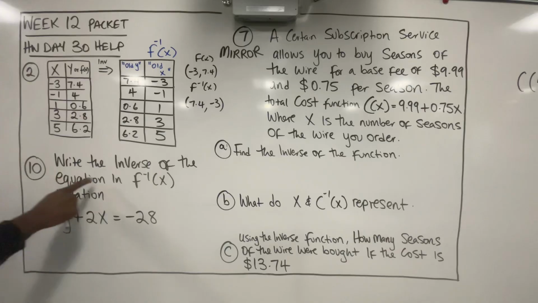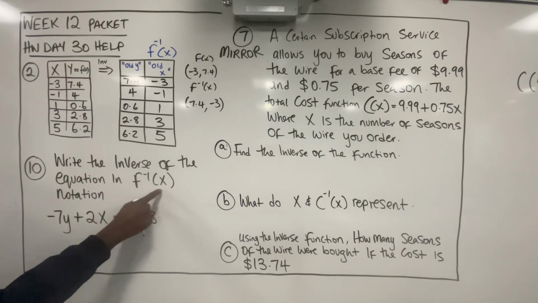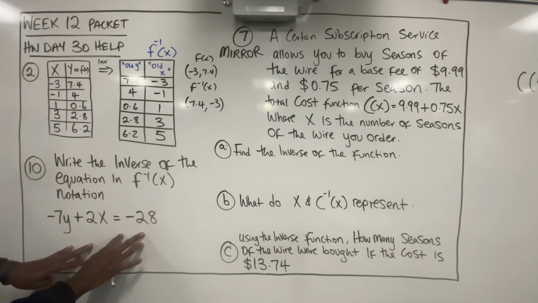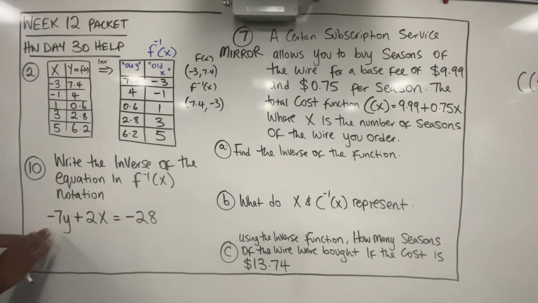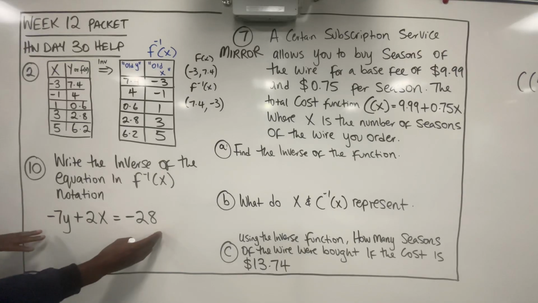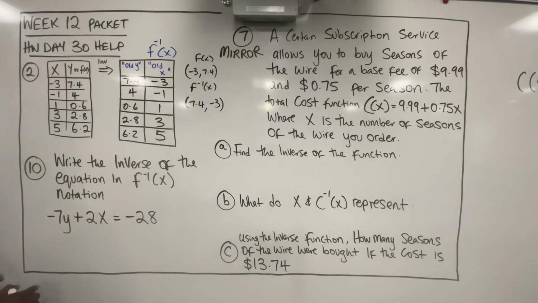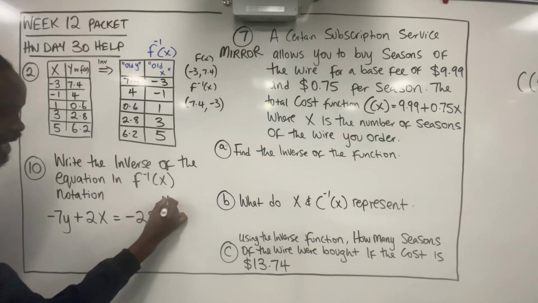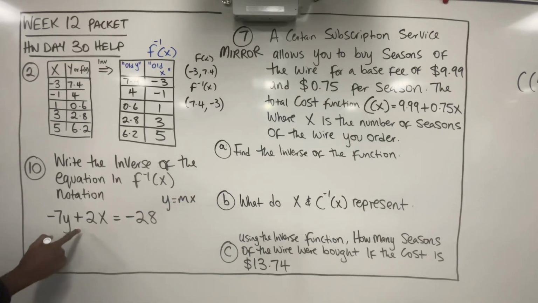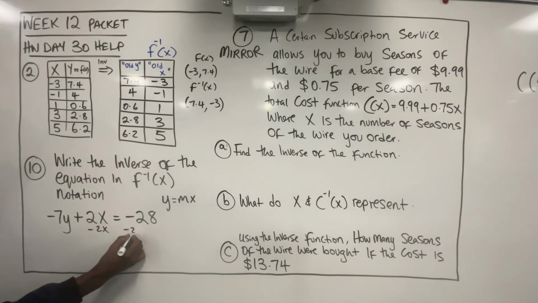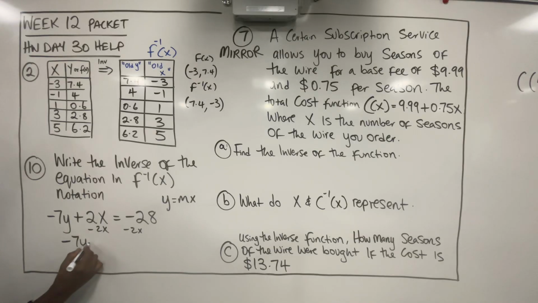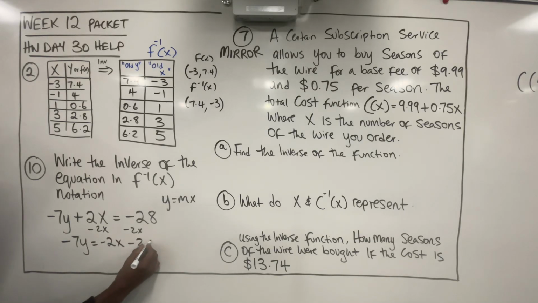Question number 10: write the inverse of the equation in f inverse of x notation. The easiest way to do this, when you're not given your linear function in y equals mx plus b form, like in this case it's given in standard to some degree, except the 2x should be there if it's in standard, is to put this in y equals mx plus b form, which really means just isolating your y by itself. I do that by subtracting a 2x from both sides, and then dividing everything by a -7.